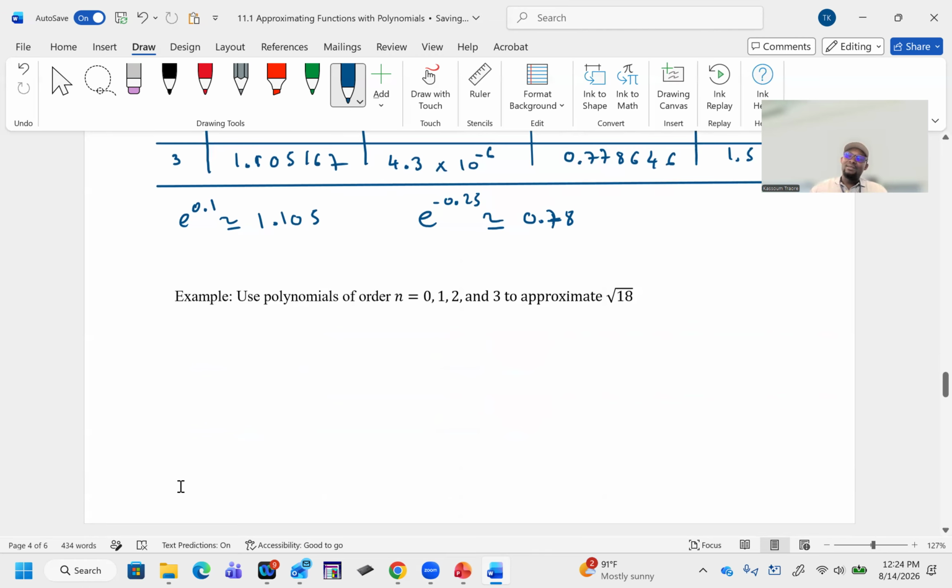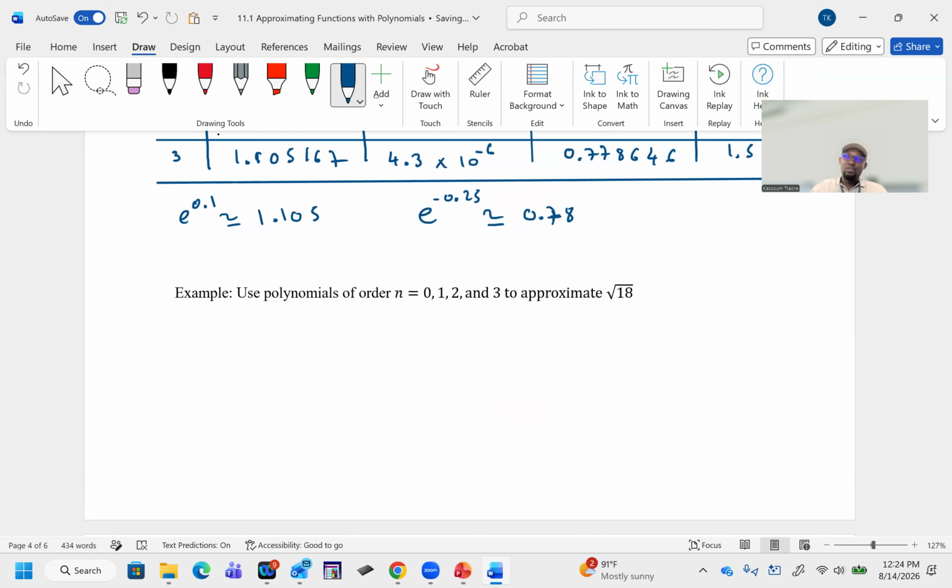And again, I'm not going to solve all of this, but I will give you the hint so you can practice this one. You are asked to use polynomial of order n equal to 0, 1, 2, and 3 to approximate square root of 18. So in this case, since this is a square root function, you will let f of x be equal to square root of x. Okay?